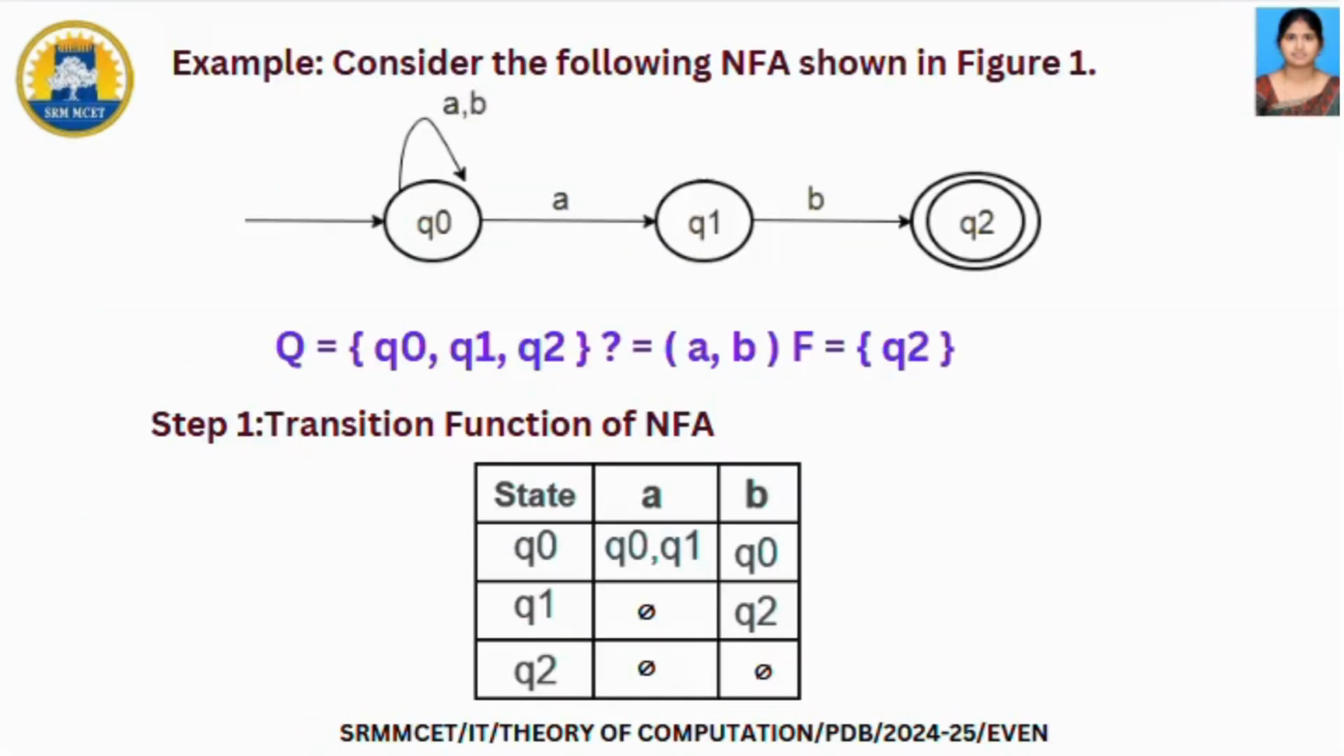Here, I have given one example NFA diagram, and we have to convert this into a DFA by following these steps. Step 1, transition function of NFA. We have to find the transition function for the given NFA diagram. Here I have listed the states and the inputs. In this diagram, the input alphabet is A and B. So we find the transition of Q0 using A and Q0 using B. Q1 using A there is a null value, and Q1 using B transits to Q2. Q2 using A transits to null, and Q2 using B also has a null transition.